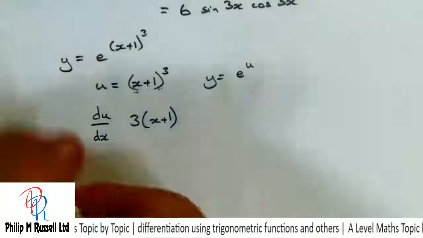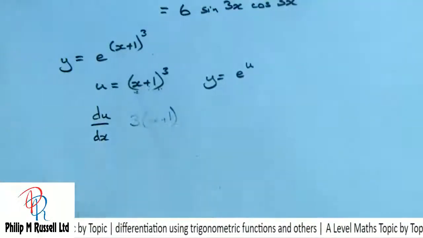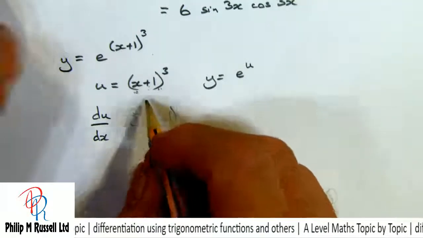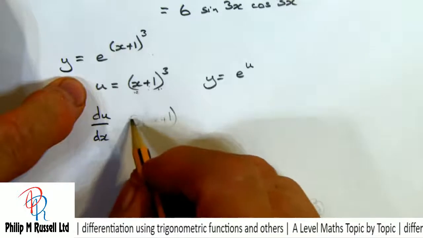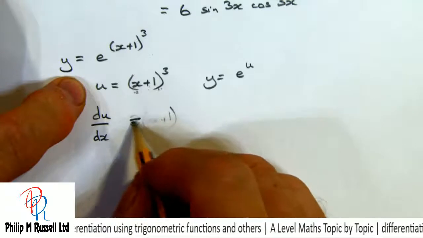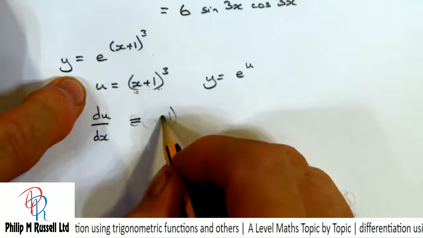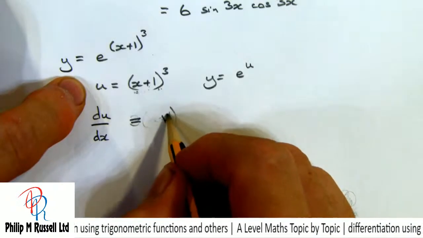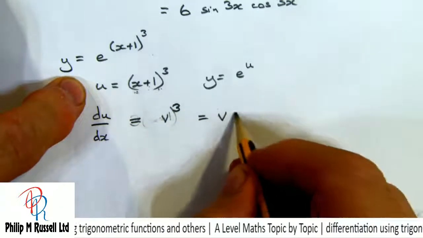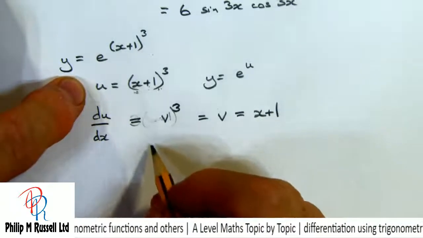So let's think about this one. That would be the same as saying, well, I'm going to have du by dx. I'm just going to change this into, let's choose a different letter, could be V, could be anything else. So that's going to be V cubed, and I can say that V here is going to be x plus 1.